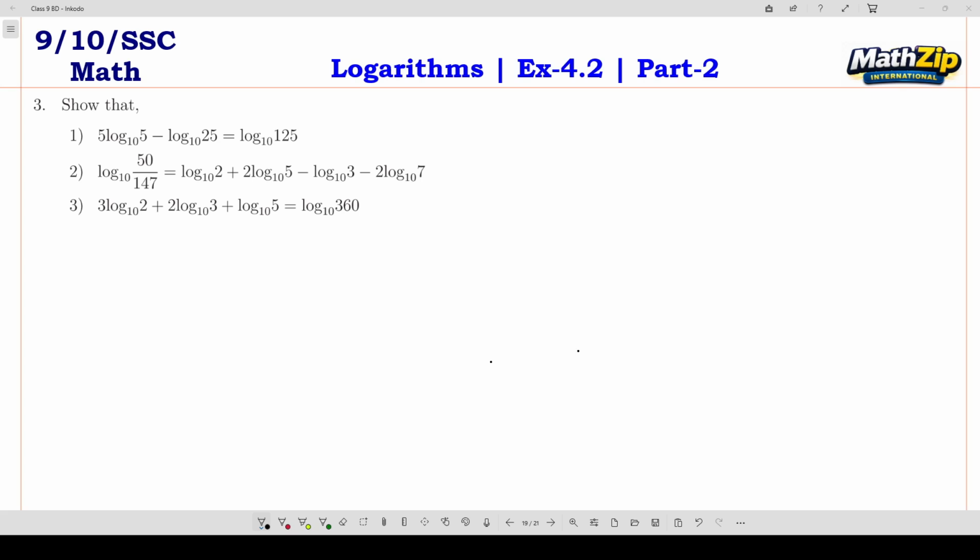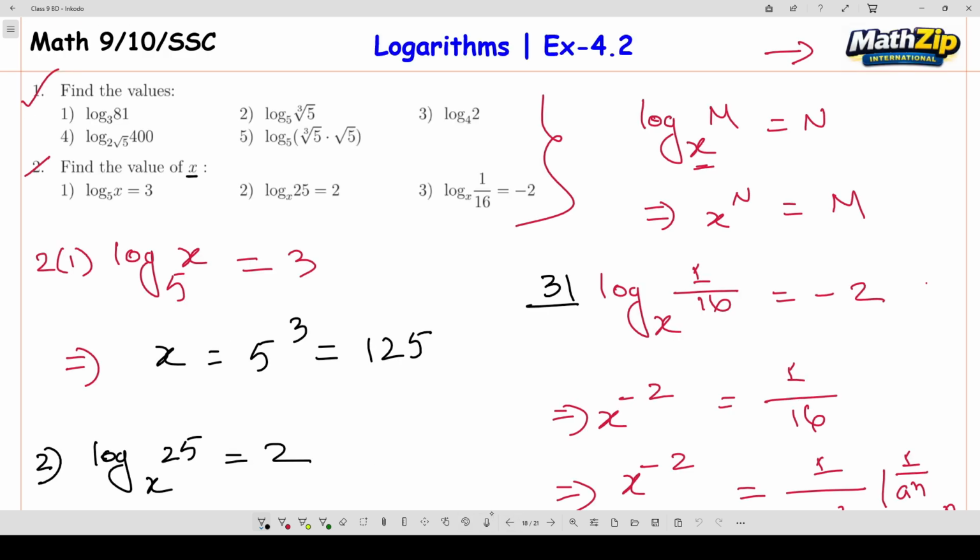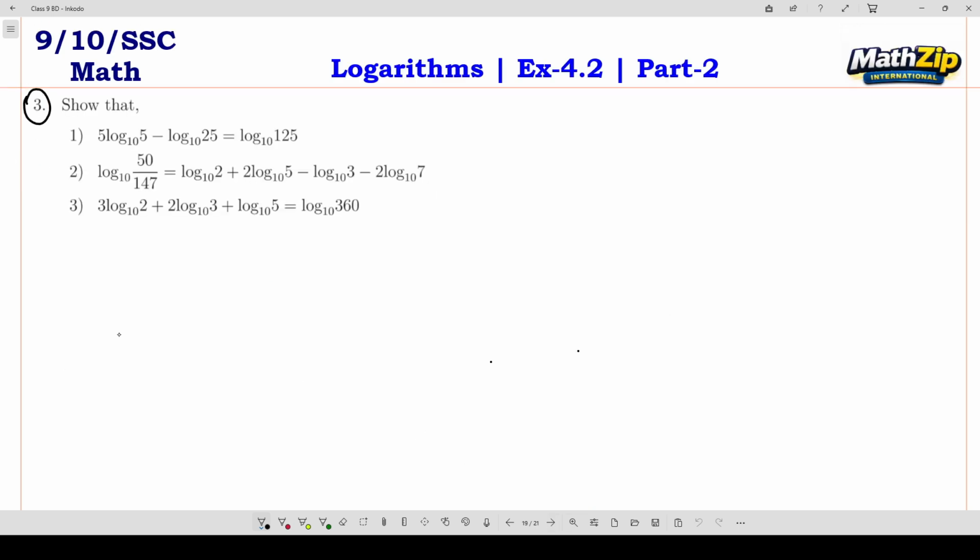Logarithm exercise 4.2 part 2. We are starting from question 3. Last video we have completed question 1 and 2. This is very important because we are going to prove some logarithm expression.